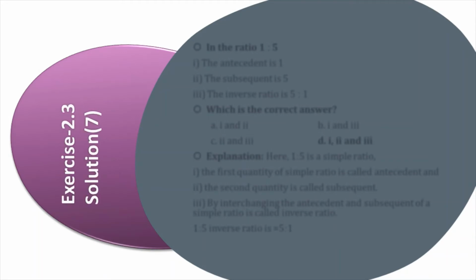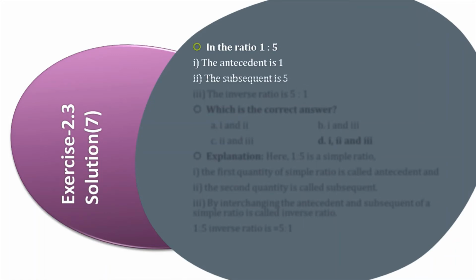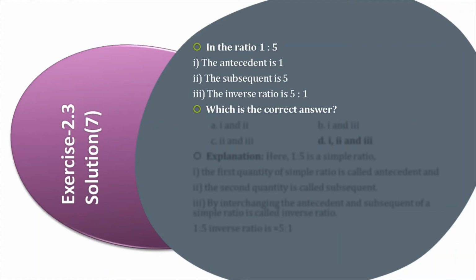Solution number 7. In the ratio 1:5, the first option is the antecedent is 1, the subsequent is 5, the inverse ratio is 5:1. So our question is, which is the correct answer? That means from these three options you have to find out which are correct. A) 1 and 2, B) 1 and 3, C) 2 and 3, D) 1, 2 and 3. Before the explanation, this marked part is our answer: D, 1, 2 and 3. Let us see the explanation of how we get this answer.